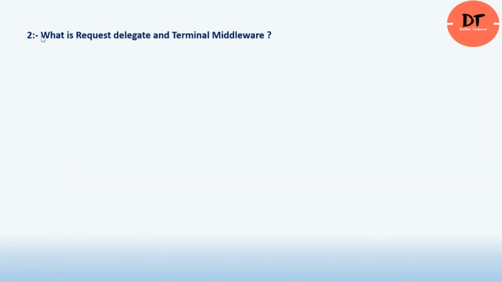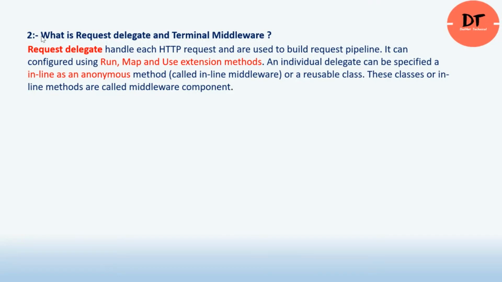Next one, what is request delegate and terminal middleware? Request delegates handle each HTTP request and are used to build the request pipeline. They can be configured using Run, Map, and Use extension methods. An individual delegate can be specified inline as an anonymous method, called inline middleware, or as a reusable class. These classes or inline methods are called middleware components.